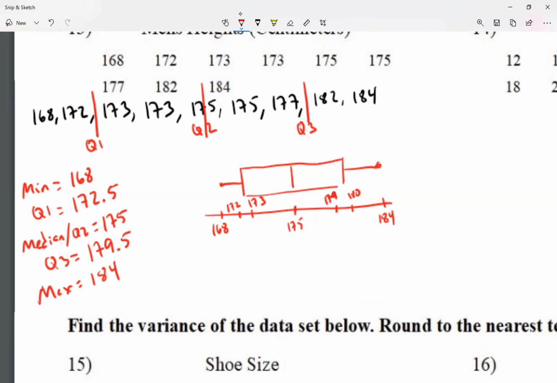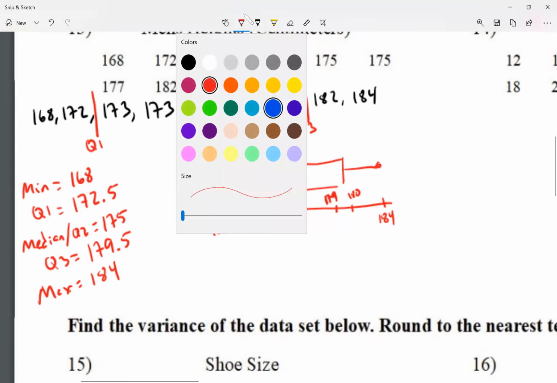My numbers here don't help. You'll be able to see it better in the homework. So you can tell the third quartile is 179.5, and then your maximum is 184. Again, the information is going to be given to you as a list or as a box and whisker. You're going to get both. Now, the interquartile range, which is what I'm asking here. Let me answer this in blue so we don't get confused.